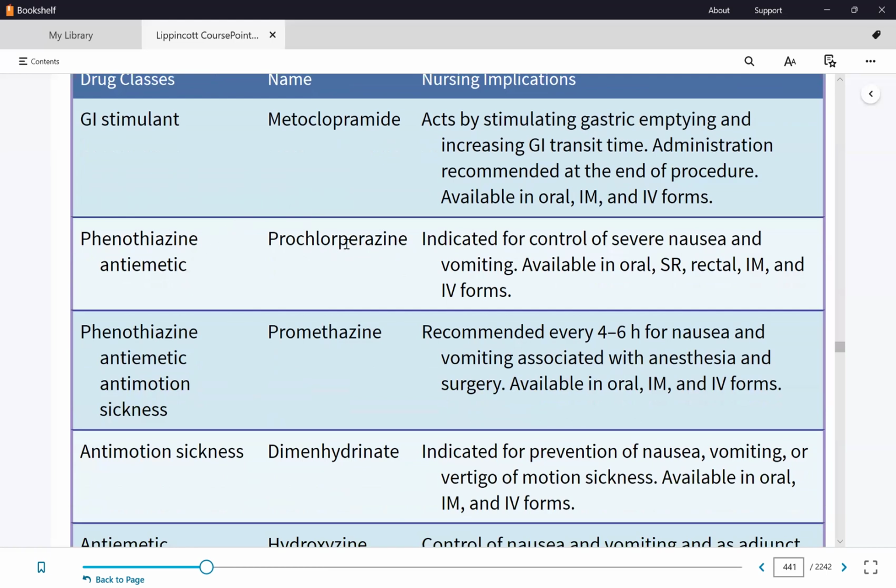Phenothiazine or prochlorperazine, this is available in all forms, especially rectal. So prochlorperazine, I like because if you're nauseous, can you give anything by mouth? No, so I like the suppository form of this.